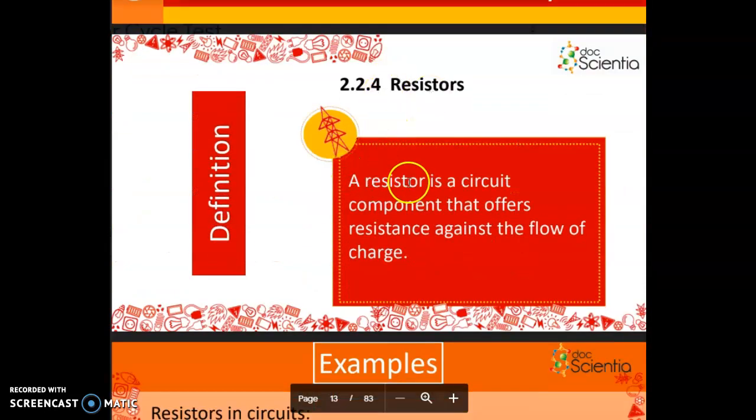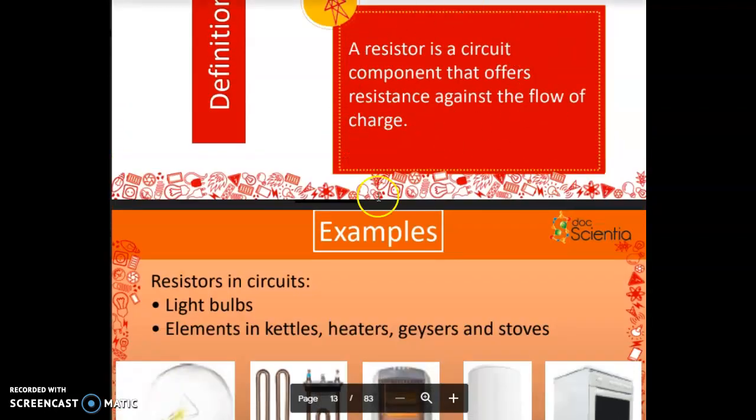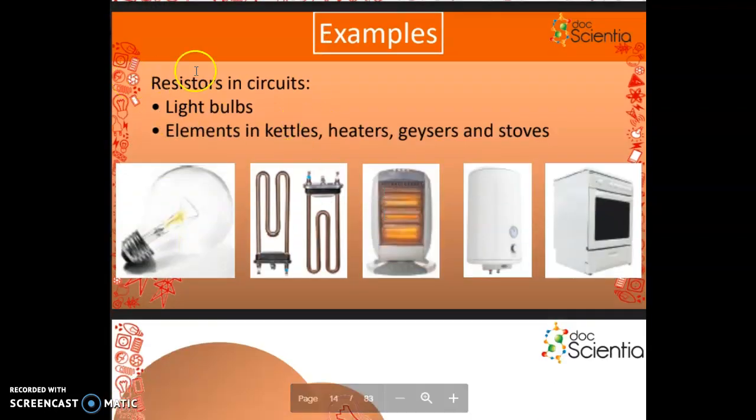Resistors. A resistor is a circuit component that offers resistance against the flow of charge. So it will resist it. Resistors are things like light bulbs, elements in kettles, heaters, geysers, and stoves. So remember, these are all resistors.